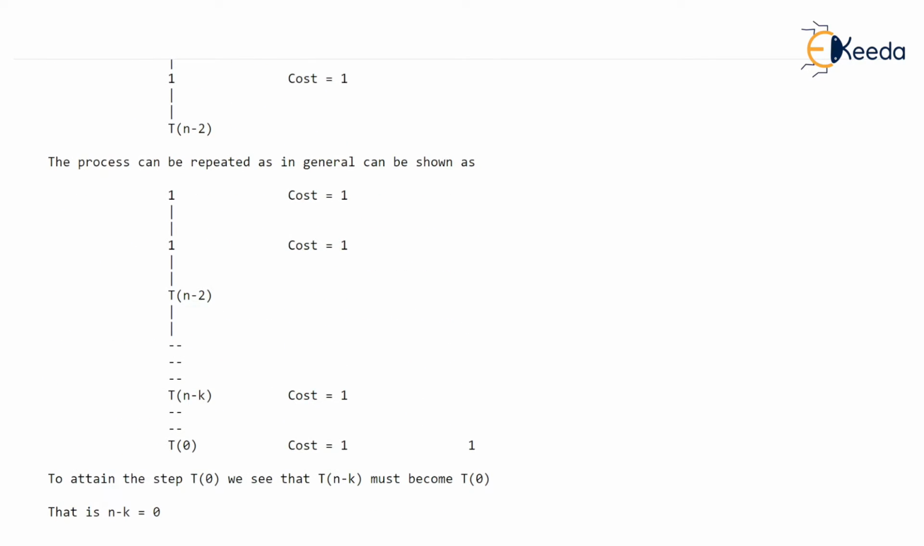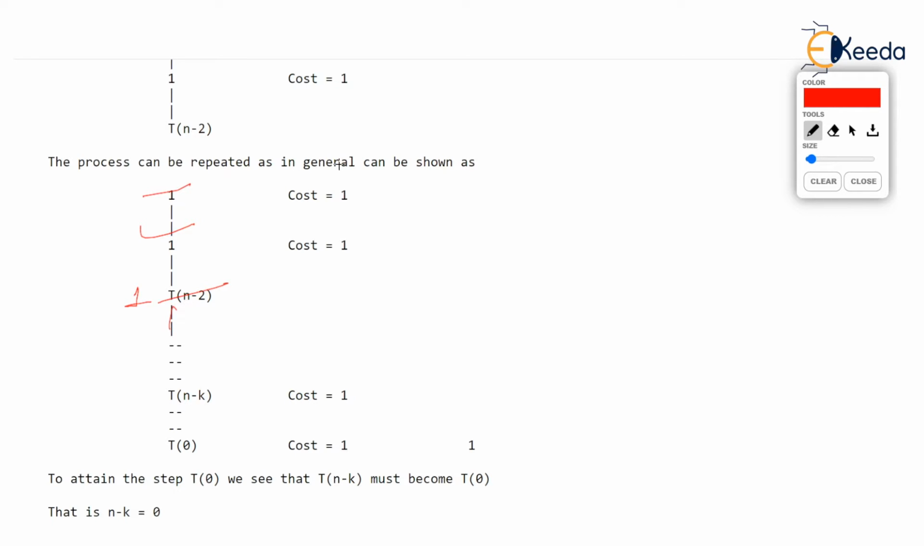The process can now be written in general as we are going to get this series of ones, isn't it? And this Tn minus 2 is also going to be replaced with 1, and at the next level we will get Tn minus 3, and then this Tn minus 3 also will get replaced with 1, and so on. Somewhere we will get Tn minus k in between. This Tn minus k also will be replaced with 1, and this process will stop when we get T0.